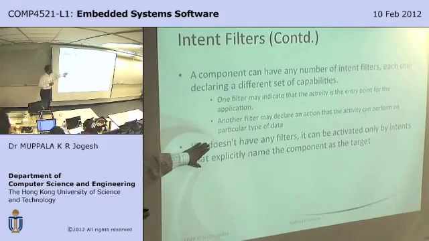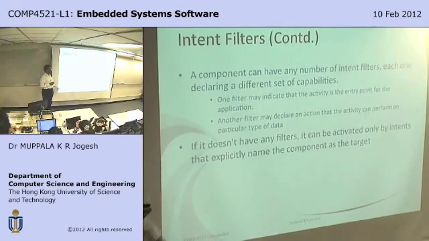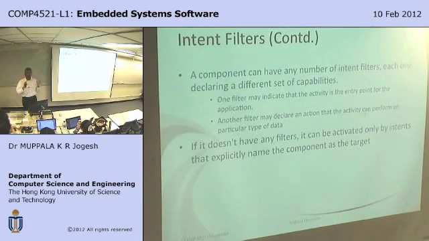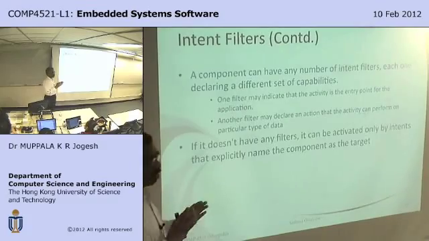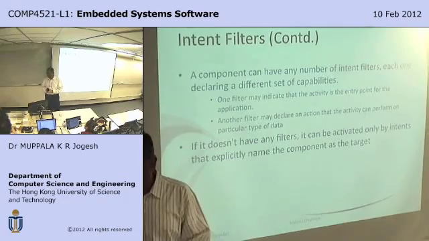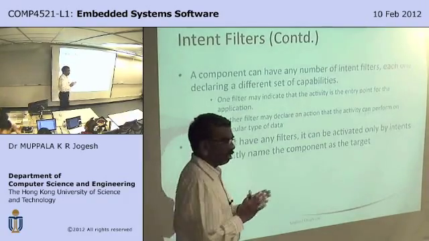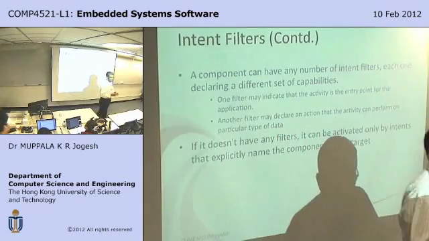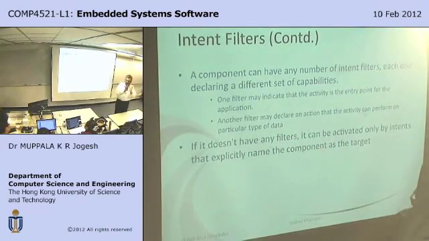Now, if you do not have any intent filter declared for an activity, that is, there could be activities or other components within your application that you declare in the manifest file, but you may associate no intent filters with them. In that case, that component should be started by explicitly invoking it. Which means that the only way you can start that component is by issuing an explicit intent with the name of the component in the second part of the intent request.